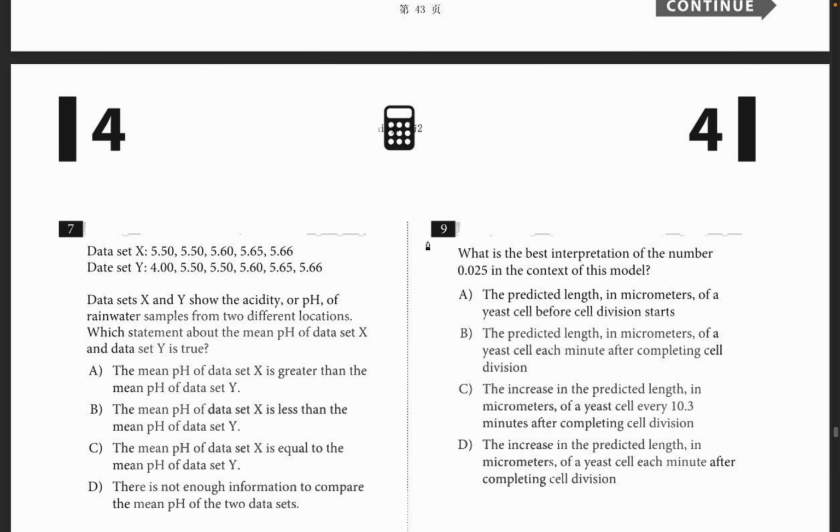Number 7. Data sets X and Y show the acidity or pH of rainwater samples from 2 different locations. Which statement is true about the mean of data set X and data set Y? Well, okay, so 5.50. Let me see. This is pH X and this is pH Y.